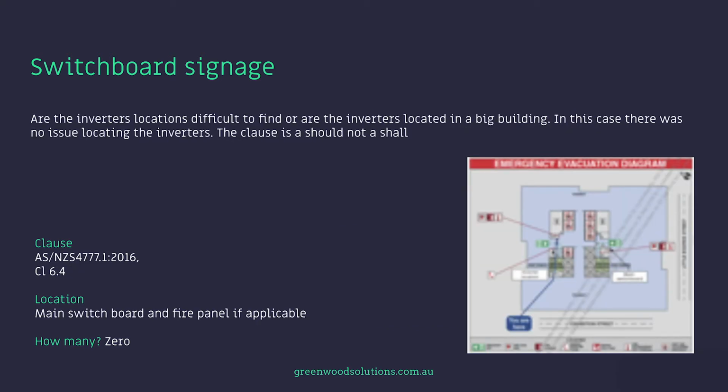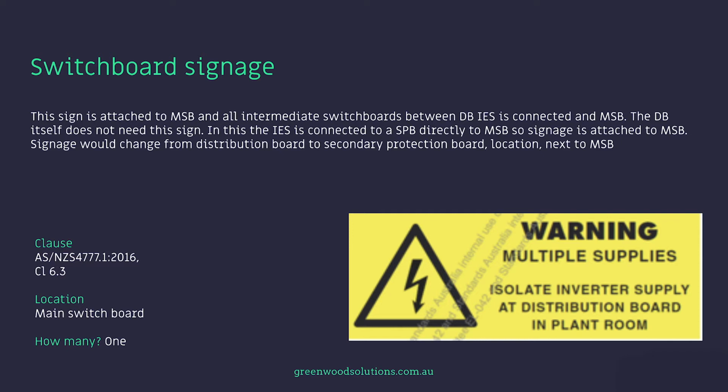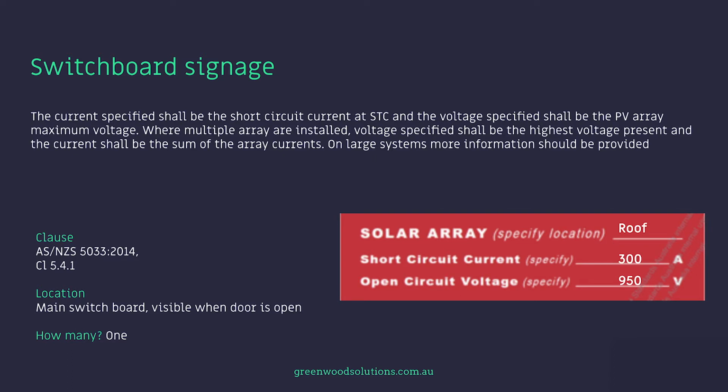In this case, we are looking again at 4777.1, clause 6.4. Location, main switchboard and fire panel if applicable. How many? 0. This is because in this situation, I'm making the assumption that the inverter locations are not difficult to find. Warning, multiple supplies. Again, 4777.1, clause 6.3. Location, main switchboard. How many? 1. This falls under DC signage and the standard is 5033, clause 5.4.1.